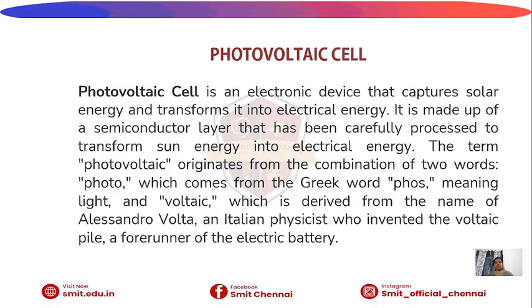Here is the expansion of photovoltaic. Photovoltaic is a combination of two words. Photo comes from the Greek word phos, meaning light. Voltaic is derived from the name of Alessandro Volta, an Italian physicist who invented the voltaic pile, the forerunner of the electric battery. So the word comes from two different physicists. That is the photovoltaic cell, used in solar energy, which converts sunlight into electrical energy.